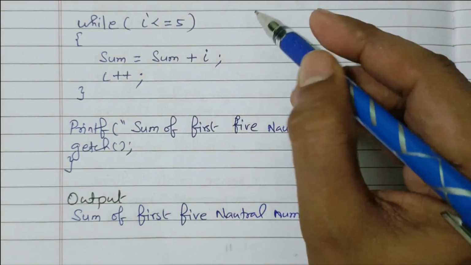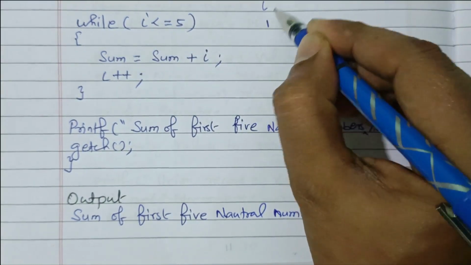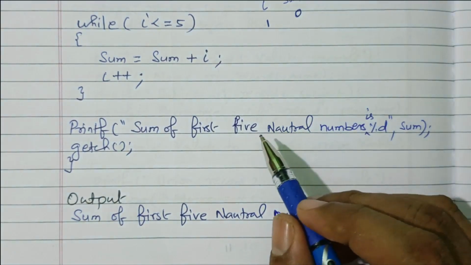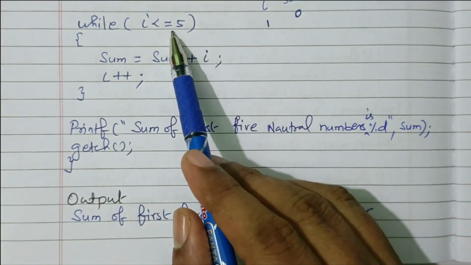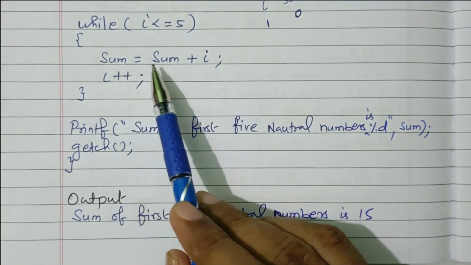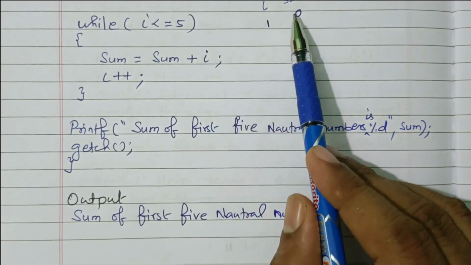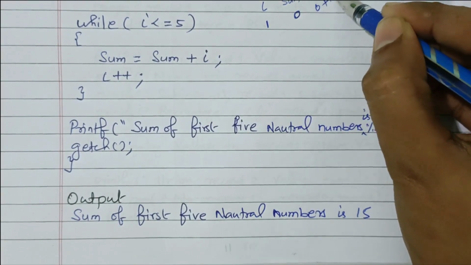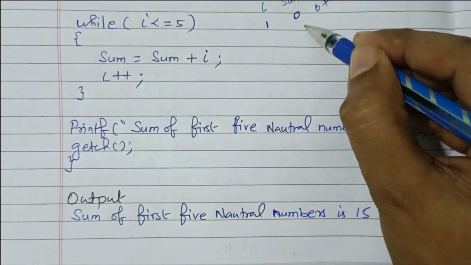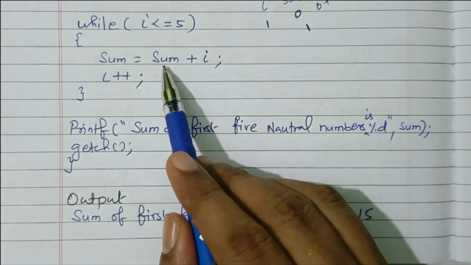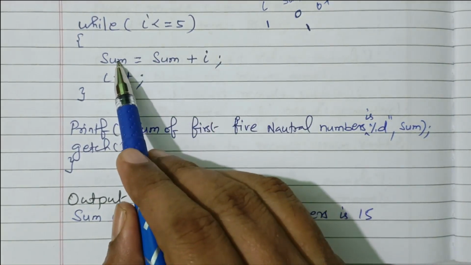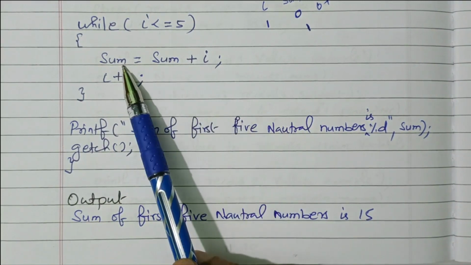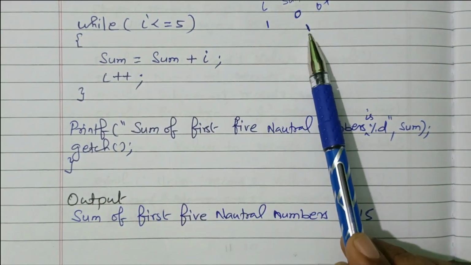So this condition is true. Initially the i value is 1 and sum is 0. So the condition is correct. What will happen? sum equal to sum plus i. Sum is 0, i is 1, so 0 plus 1 becomes 1. Now the sum value becomes 1 because sum and i are added and stored in sum itself, right? So 0 plus 1 becomes 1. Now the sum value is 1.